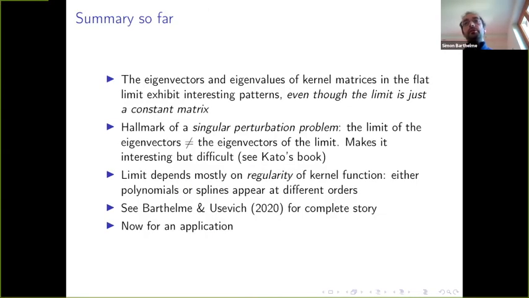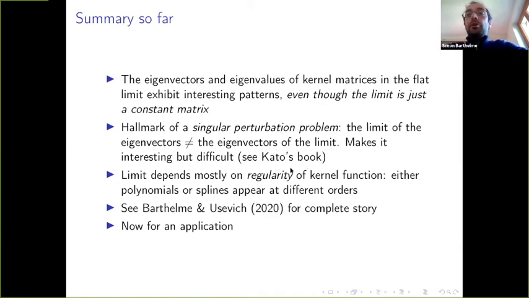Okay, so a summary for this part. We know that the eigenvalues of kernel matrices exhibit certain mathematical patterns, even though the limit is a constant matrix. And the reason this happens is that we have a singular perturbation problem, meaning that the limit of the eigenvectors is not the eigenvectors of the limit. So that makes it quite remarkable, but also very hard to study.